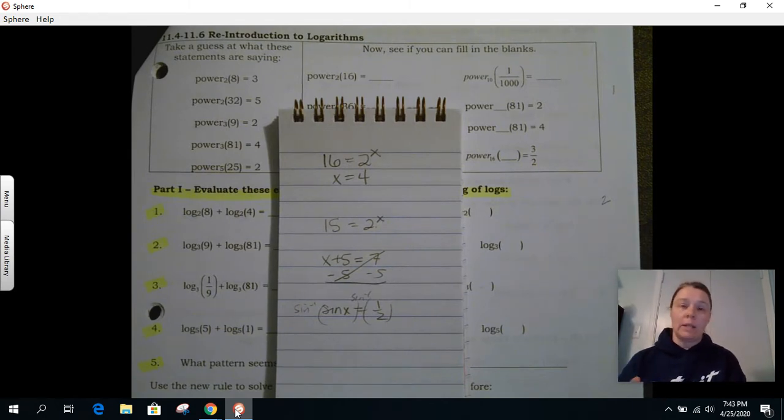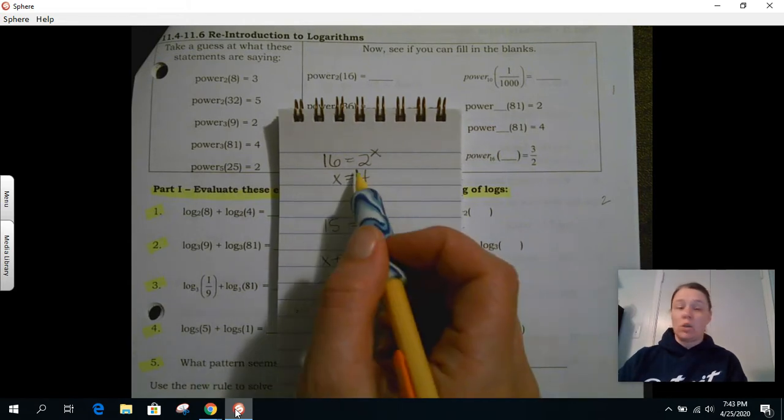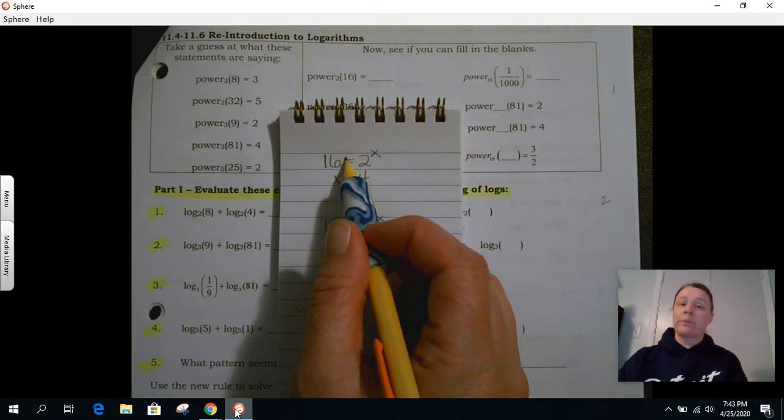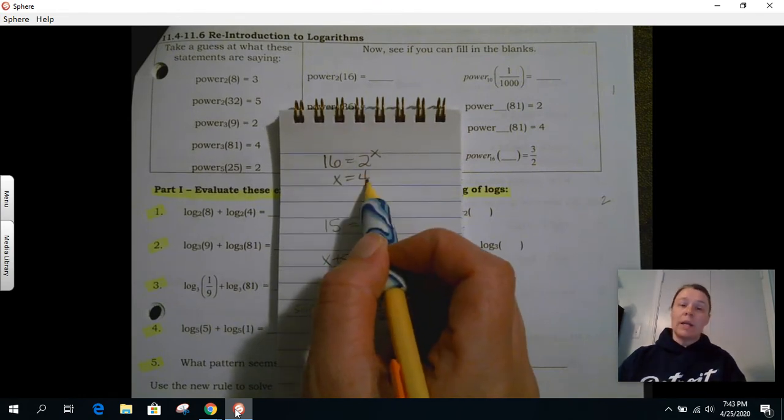I've done lots of looking up why it is called this, and mathematicians have even agreed that it's sort of just a bad name and it can be really confusing for students, but everybody's used to it and they've been using it for hundreds of years, so we just stick with it. So here we were thinking, 2 to what power is 16? It is 4. That's kind of the whole idea behind a log.